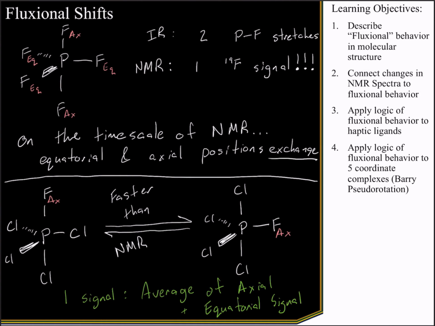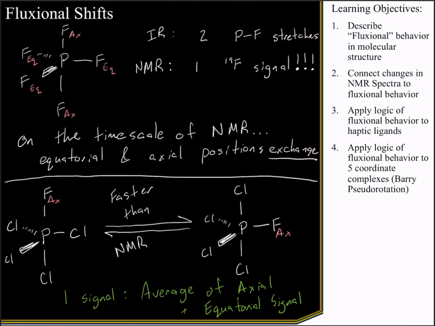Now, if we were going to cool this down, and we cooled it significantly down, to where we could no longer see this exchange occur, we would actually see two separate signals come out. And so this is a temperature variation or a temperature effect, meaning that this is only talking about the rate of this exchange at room temperature.